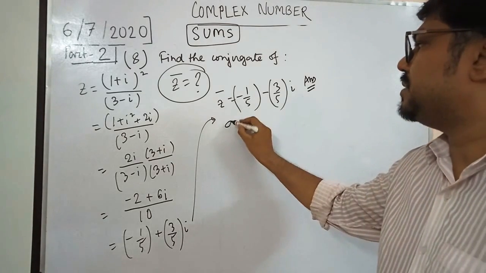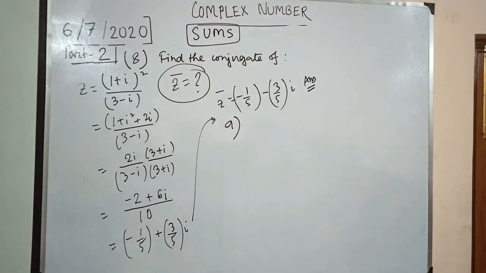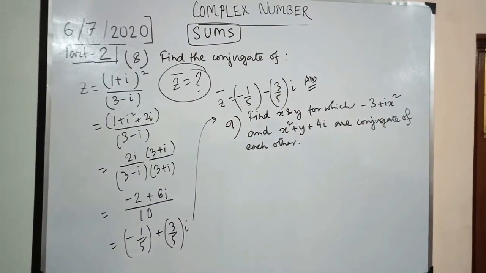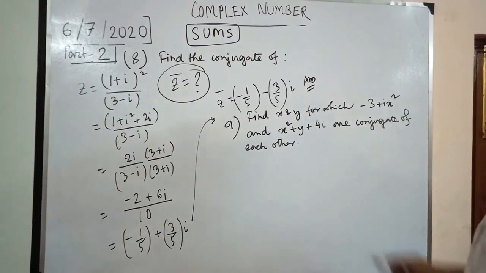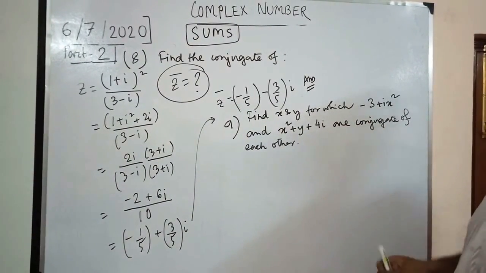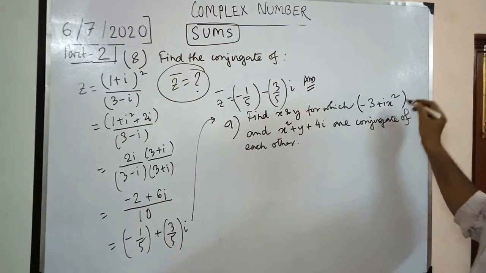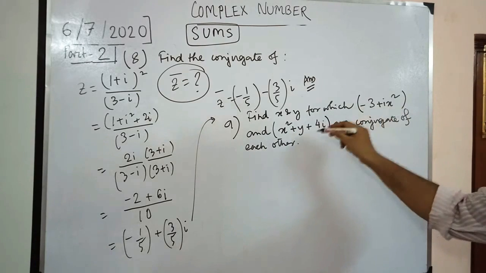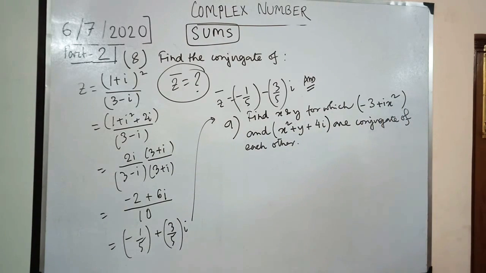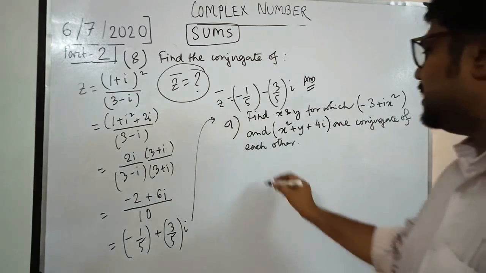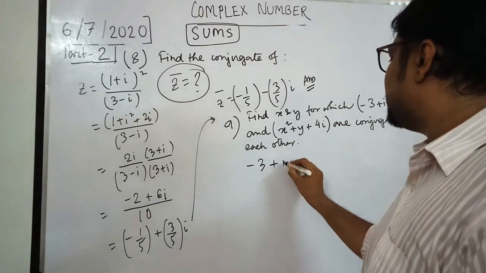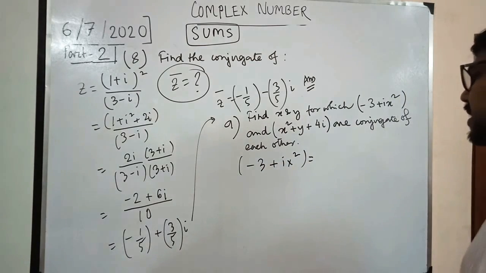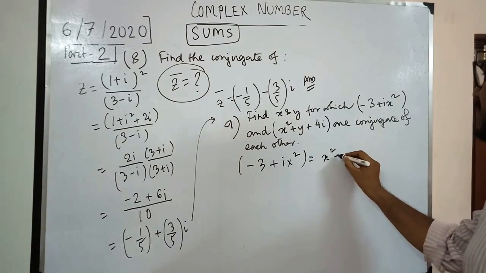So let us do sum number 9. So I have written number 9 where we have to find x and y, for which this complex number, that is minus 3 plus ix square, and this complex number are conjugate to each other. That means how they are related, they are conjugates of each other. Are they equal? No, they are conjugate to each other. That means you can write this.